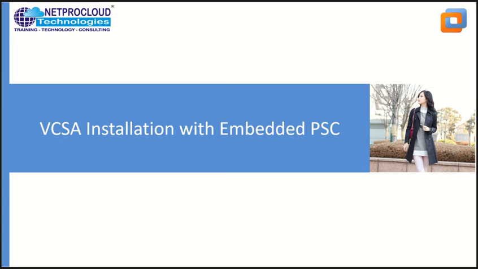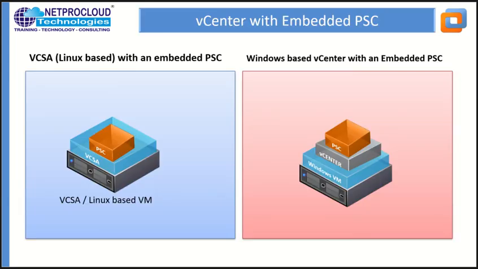Now, VCSA installation with the embedded PSC. When we install the Linux-based VCSA with an embedded PSC, we have the hardware box, a bare metal machine, and on top of it we implement the VCSA as a virtual machine with the embedded PSC. On the other hand, with the Windows version, we have the hardware machine, and on top of that we install the Windows operating system as a virtual machine, and on top of this Windows virtual machine we implement vCenter with the embedded PSC as an application.